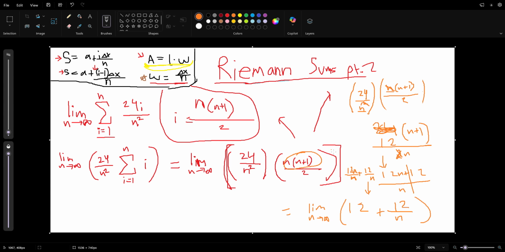And as we know, 12 or any number over infinity will just correlate to 0. Because if n is approaching infinity, it will constantly get bigger and constantly get closer to 0 if you look at the graph. So this will just cancel out to 0. So 12 plus 0 is 12, and the answer is 12.